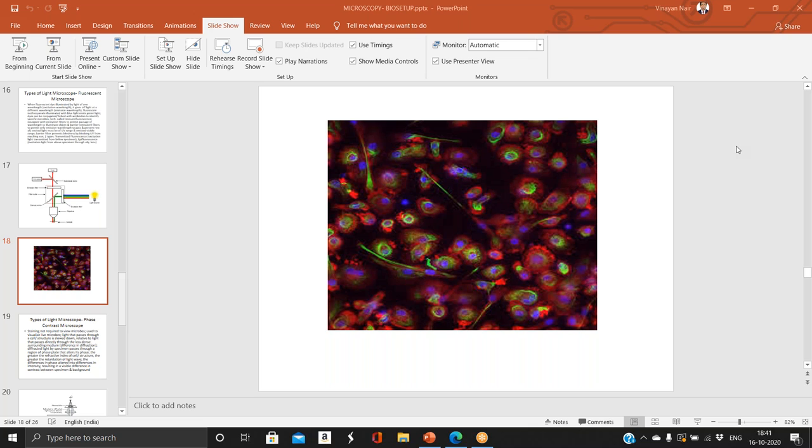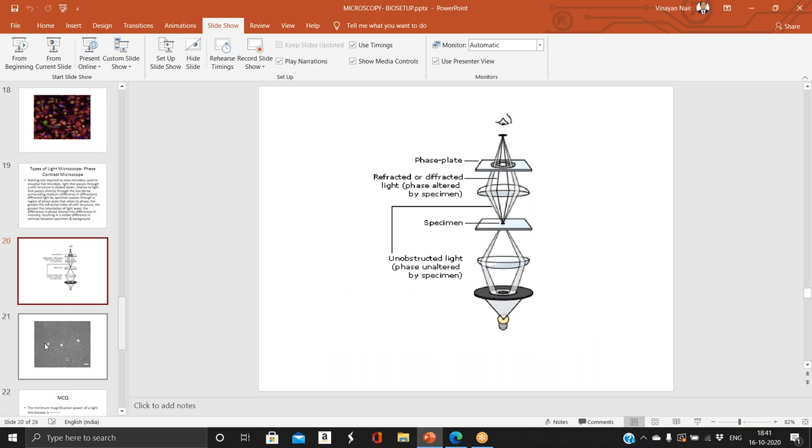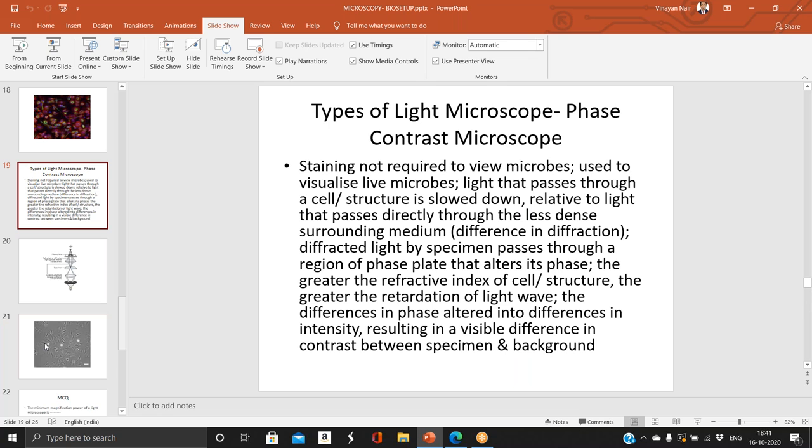So three types of microscopes we have learned today: the bright field microscope, the dark field microscope, and the fluorescent microscope. Now what is remaining? The remaining one is the phase contrast microscope. We can take it up in the next class. After the phase contrast microscope is over, the first portion of this unit, the light microscope, is over, and then the only remaining topic is the electron microscope.